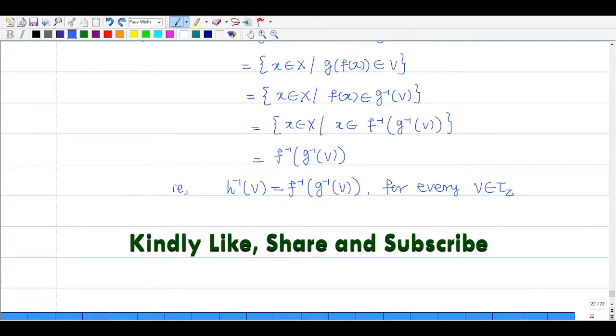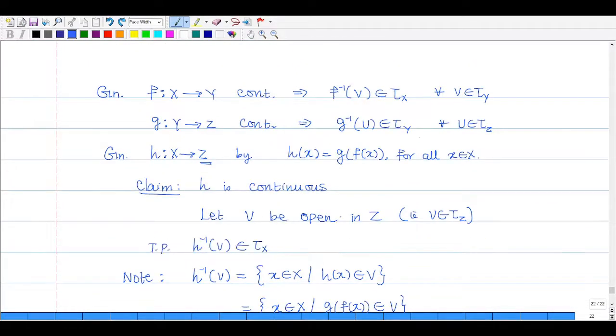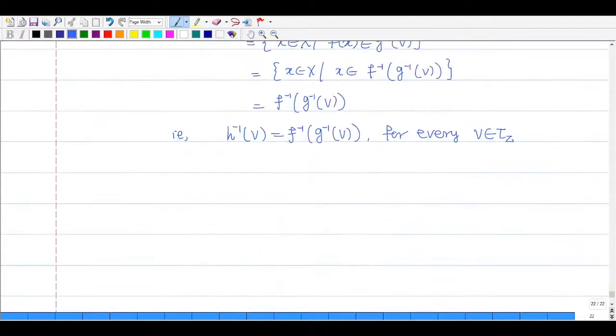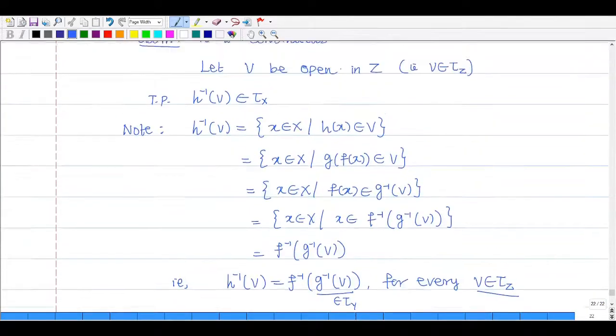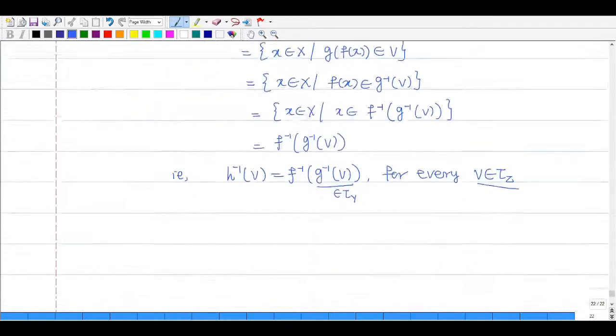ஓகே, இப்போ எனக்கு என்ன கிடைச்சிருக்கு அப்படின்னா, g is continuous. அப்போ if u belongs to tau Z ஆகிறதுனா, g inverse of u வந்து tau Y ல இருக்கும். ஓகே, அப்போ v belongs to tau Z, this implies that g inverse of v belongs to tau Y. அப்புறம் if v belongs to tau Y ஆக இருந்ததுனா, then f inverse of v belongs to tau X. அப்போ எனக்கு என்ன தெரியுது அப்படின்னா, இதை நான் தனியா எடுத்து எழுதிட்டுமா.